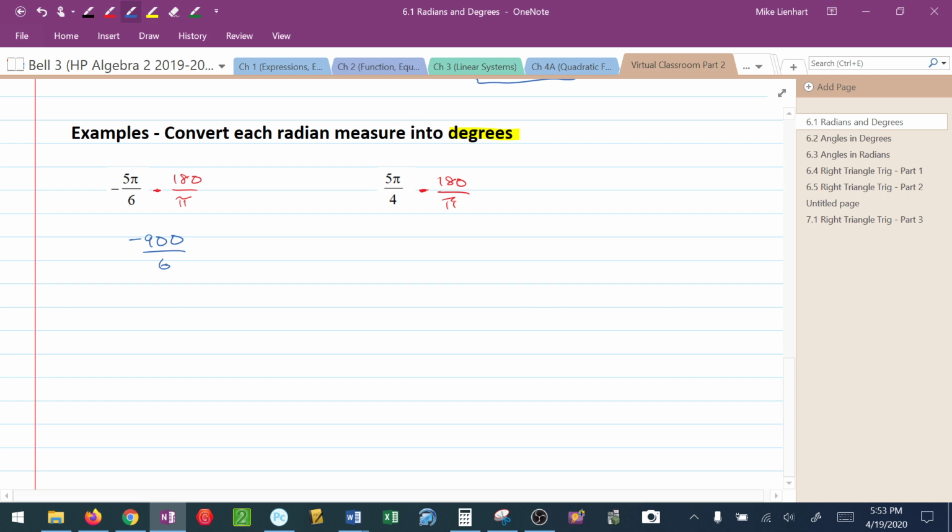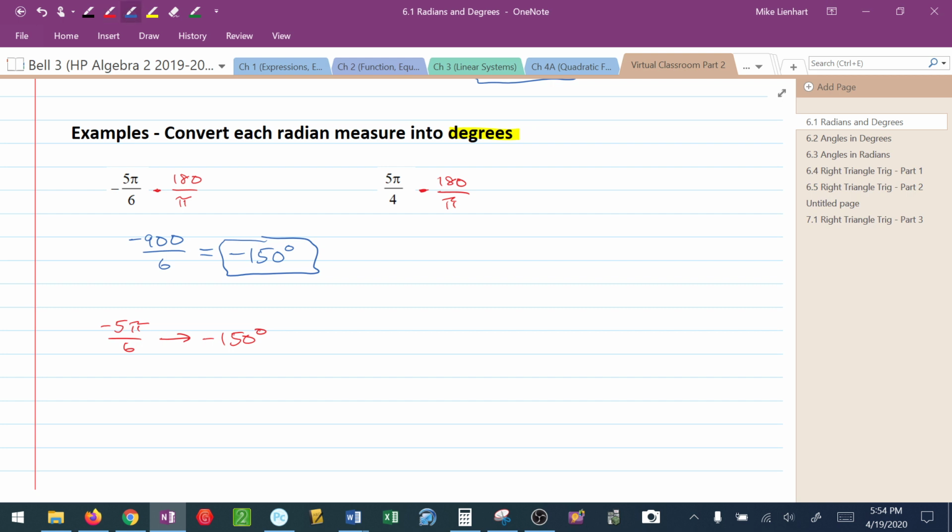So if I take that negative 900 divided by 6, that would tell me that this is a negative 150 degree angle. And again, remember, what this is telling me, big picture here, is negative 5 pi over 6 in radian measure is the same as negative 150 degrees in degree measure. They are the same thing. They're just two different ways to measure it.